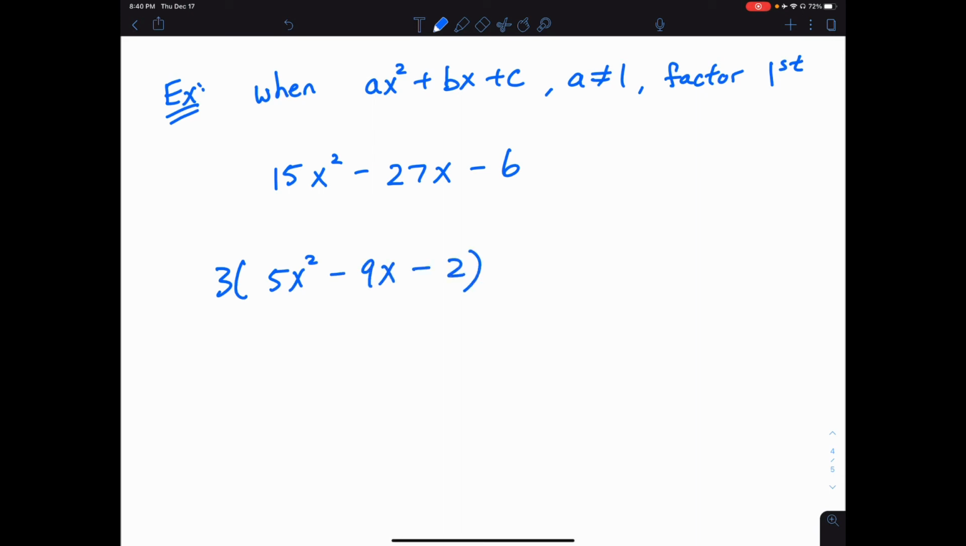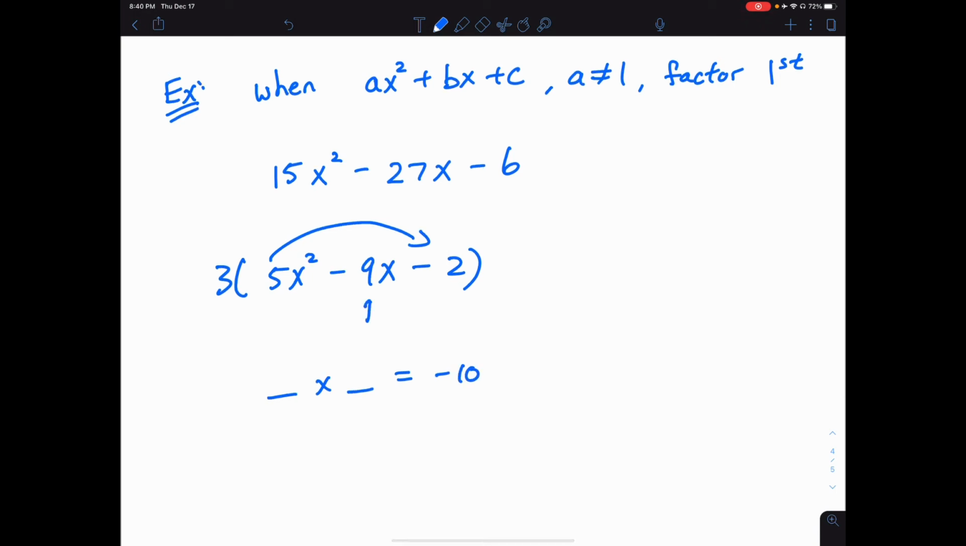Now we can use decomposition on what's inside of the brackets. So I need two numbers that multiply to give us, in this case, 5 times negative 2, which is negative 10. And when I add them together, it will give me negative 9. So the two-number combination that we'll need is negative 10 and 1.